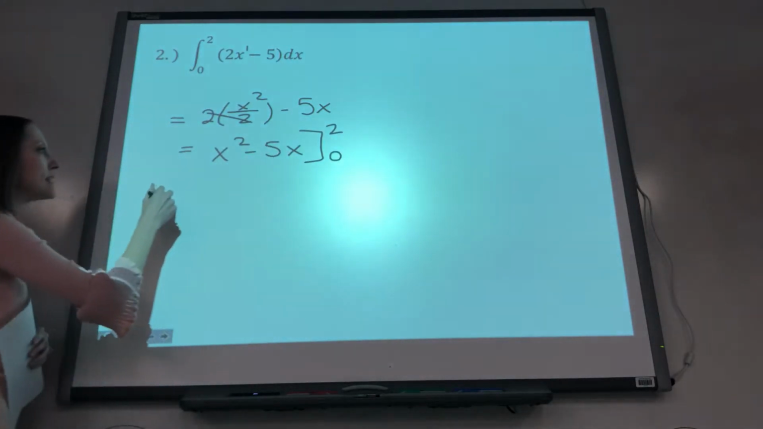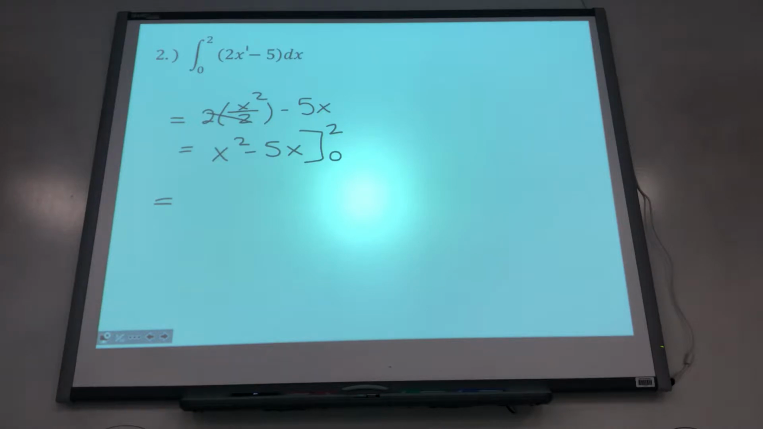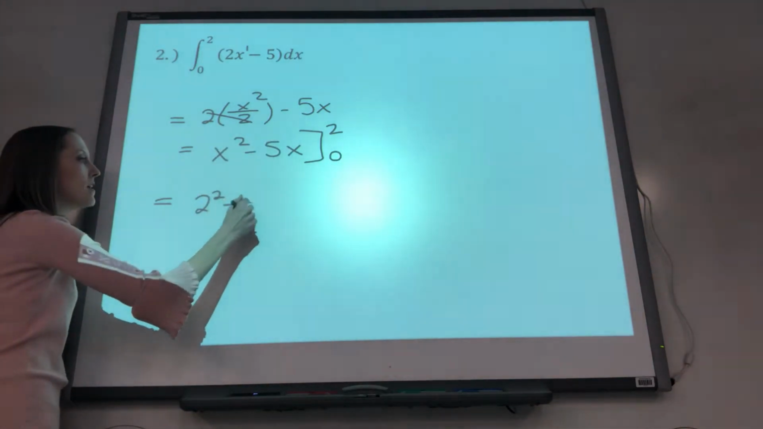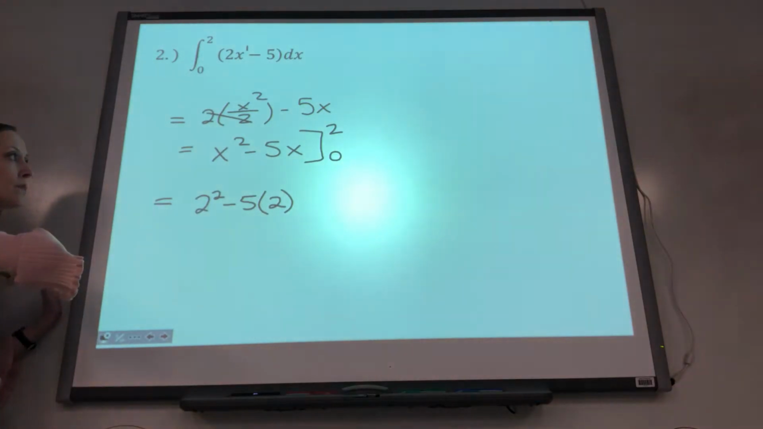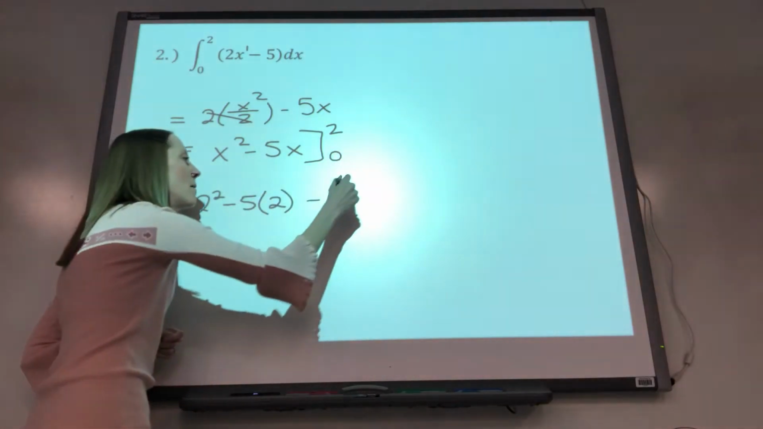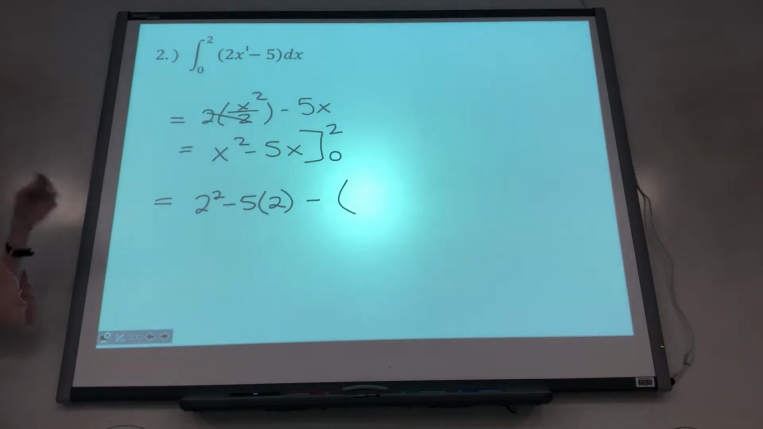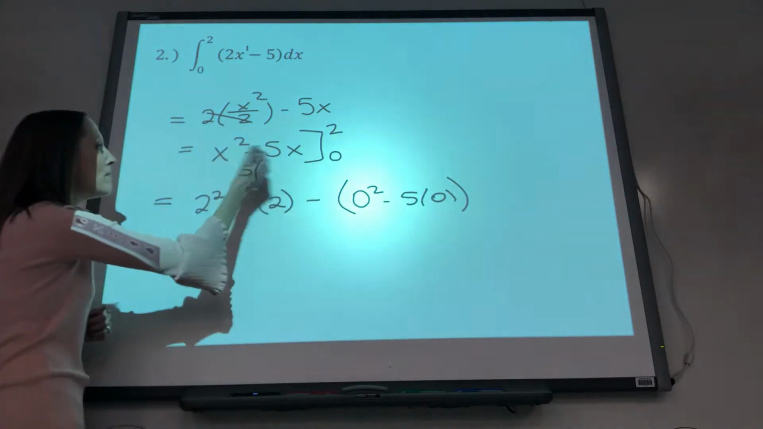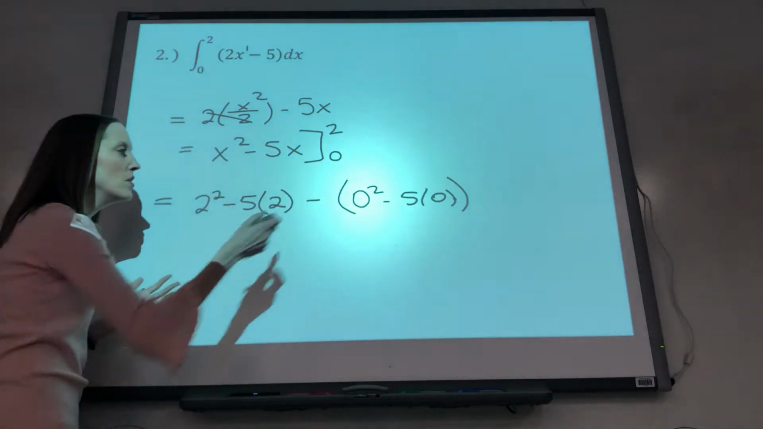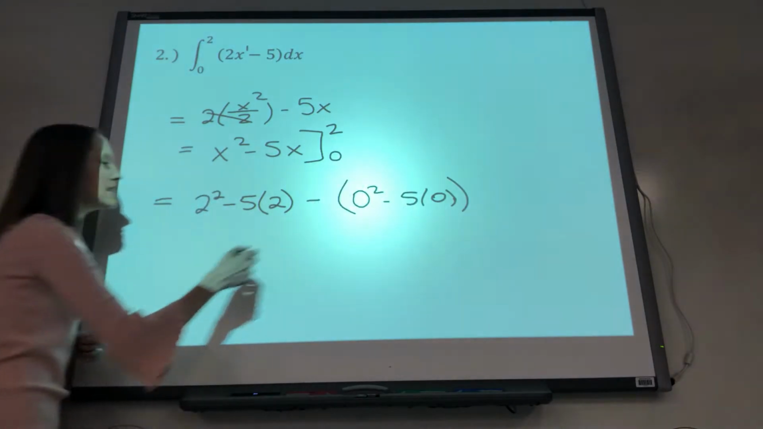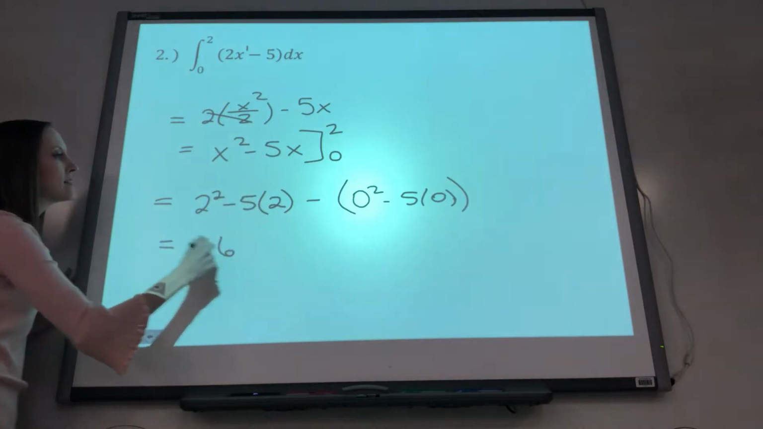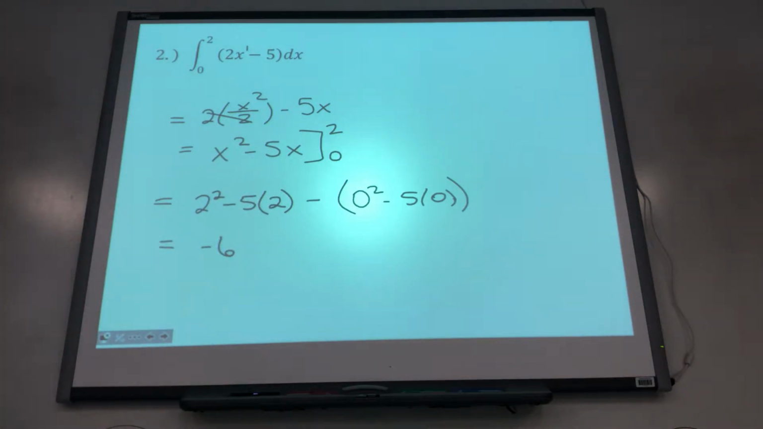We're taking it from 0 to 2, but remember you have to plug in, bless you, you have to plug in the upper bound first, always. So 2 squared minus 5 times 2, that's just plugging in the upper bound, minus plugging in a 0 up there. You really don't have to show all this work because everything in the back just turns into 0. So subtracting 0 doesn't change anything. You're basically just taking 4 minus 10, which is -6.